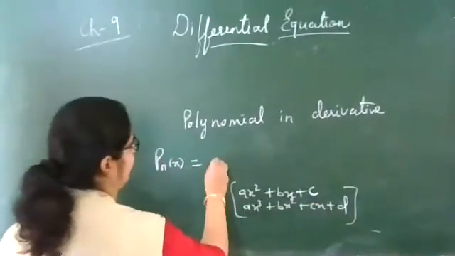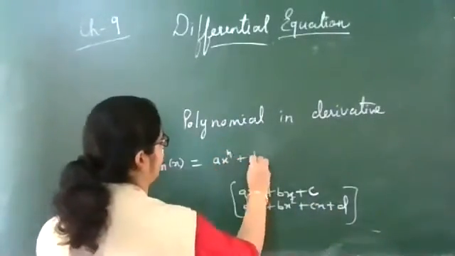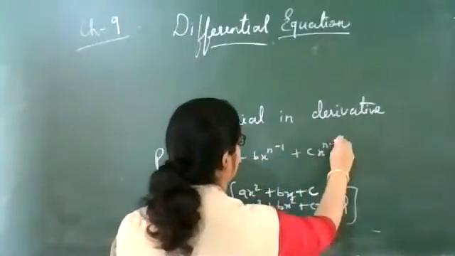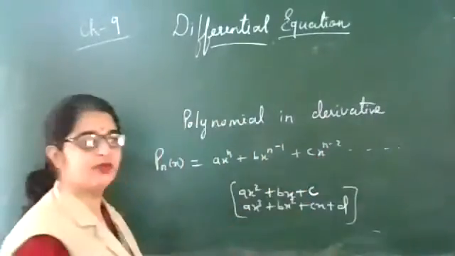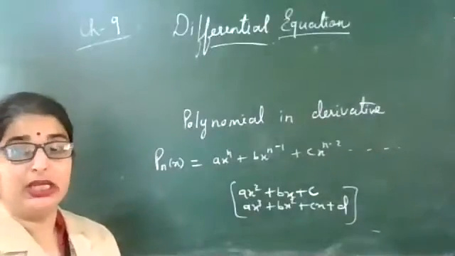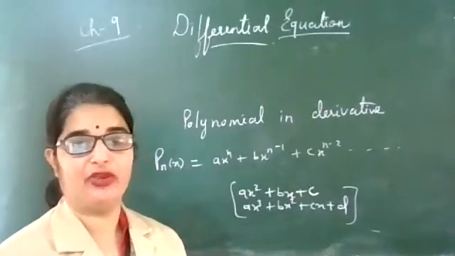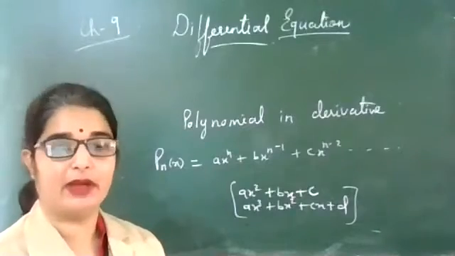So how we can write: ax to the power of n plus bx to the power of n minus 1 plus cx to the power of n minus 1 and so on. This is what a polynomial equation is. Now polynomial equation should be there in derivative. In derivative means it should have dy by dx.